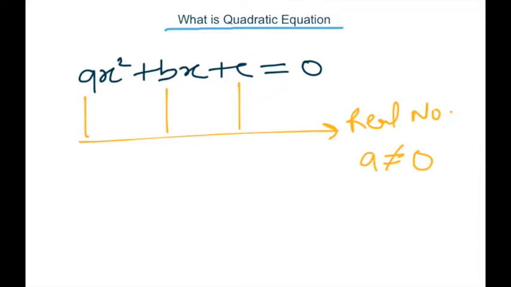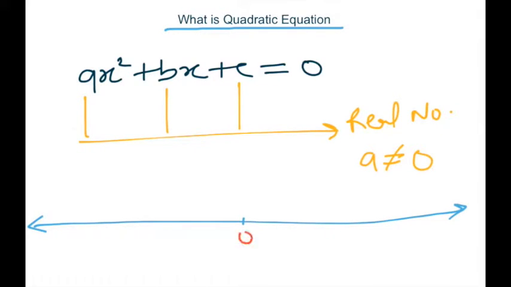If a is 0, then this term becomes 0 and we are left with bx plus c equals to 0, which is a linear equation, not a quadratic equation. Okay, so let's see what is a real number. A real number is nothing but any point on this number line, right? From minus infinity to infinity is a real number, but this can be represented in numerous forms.